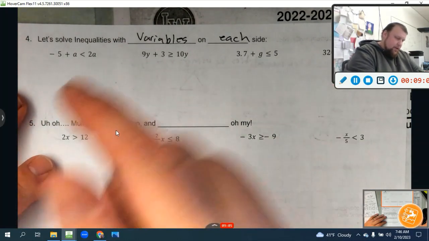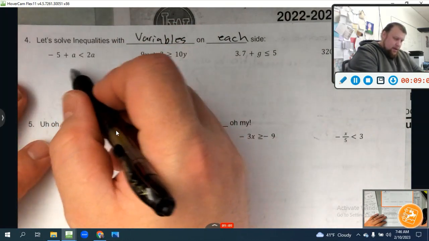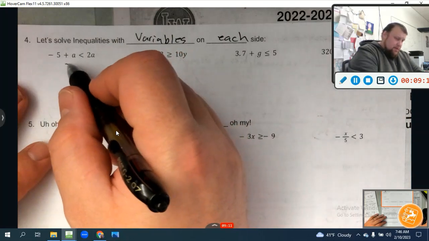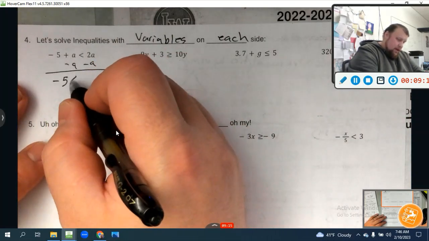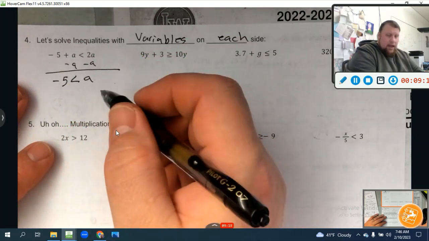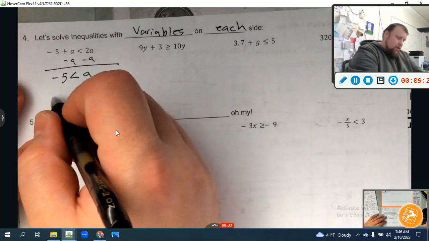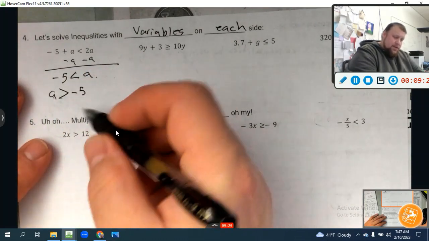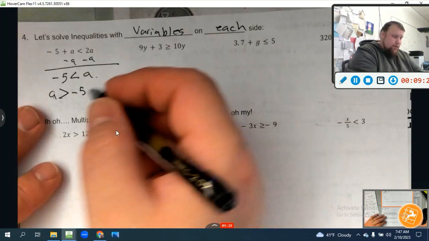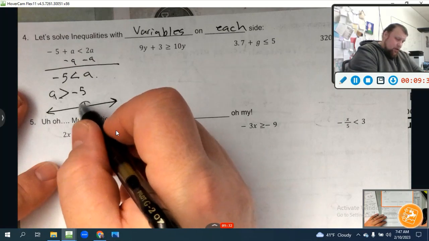Okay, are you ready? So to solve this one, what am I going to do? Well, I got choices. I'm just going to subtract a minus a. And I get that -5 is less than a. Now I'm going to flip this around. Notice the big end is pointed at the a. So if I want to write a on the left, I have to have the big end pointing at it and then -5. And it's just a is greater than -5. Super easy. So that would be -5, open dot, and graph to the right.